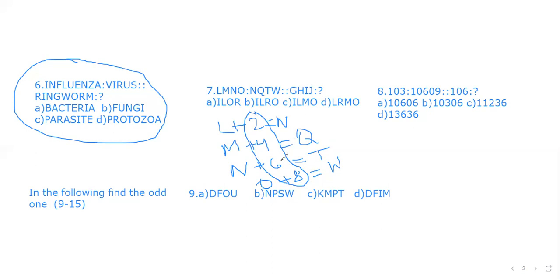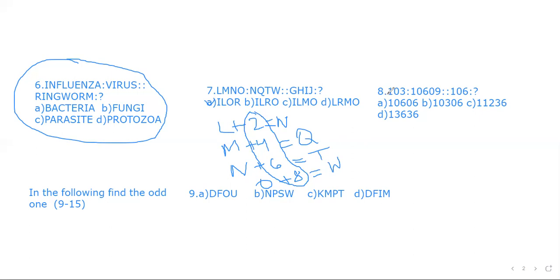So I plus 6. I, J, K, L, M, N, O. O. I plus 6 is O. Similarly, J plus 8. J, K, L, M, N, O, P, Q, R. So answer is this: I, L, O, R. So you see, this is how you can solve it.